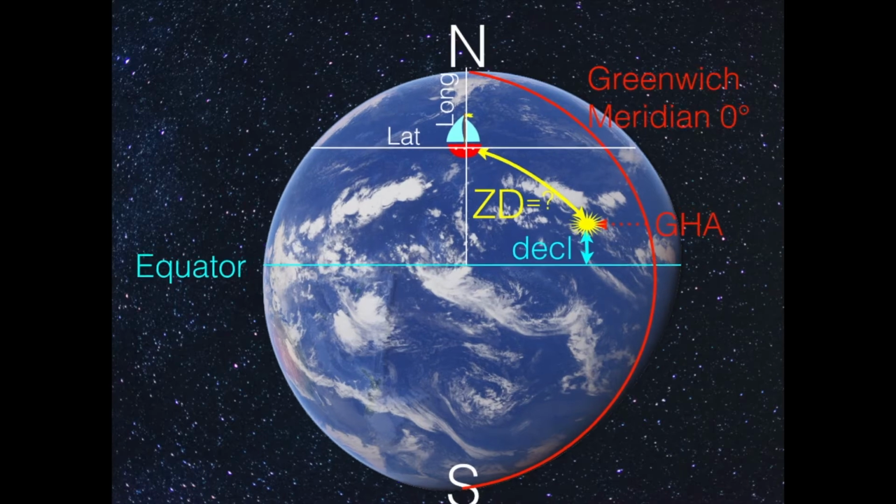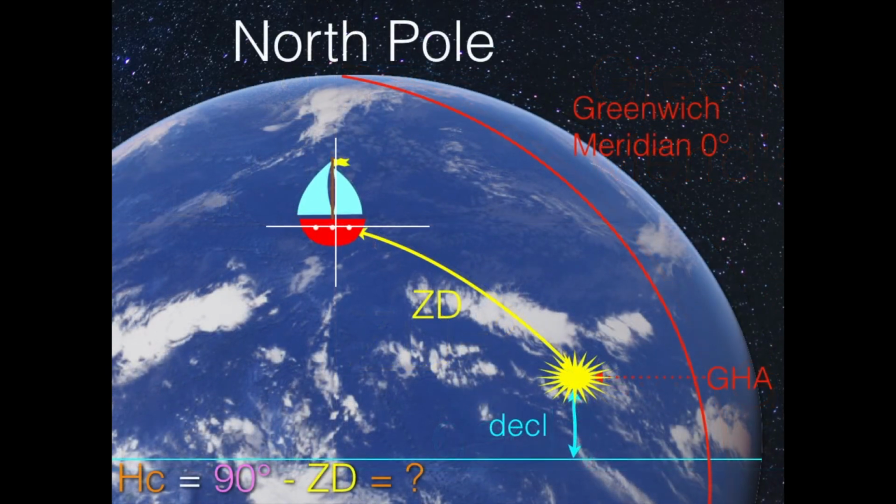So let's zoom in and look a little bit closer on what we have here. We have the zenith distance. What we want to do is pre-calculate the angle on the sextant that we should measure on our position. The calculated angle HC is 90 degrees minus zenith distance, because that we know from beforehand. So if we know the zenith distance, we just need to do 90 degrees minus the zenith distance, and then we get the calculated angle HC. So what we really want to know is the zenith distance, this yellow line.